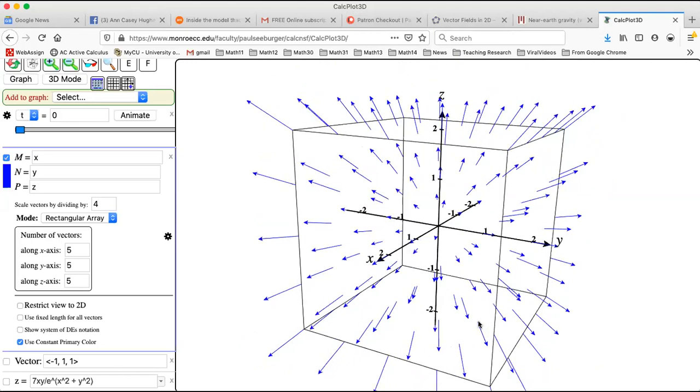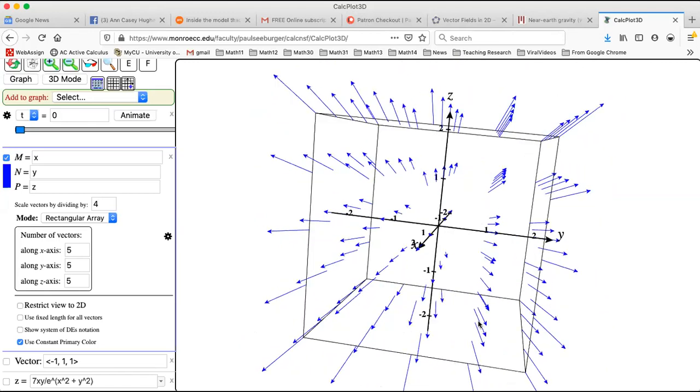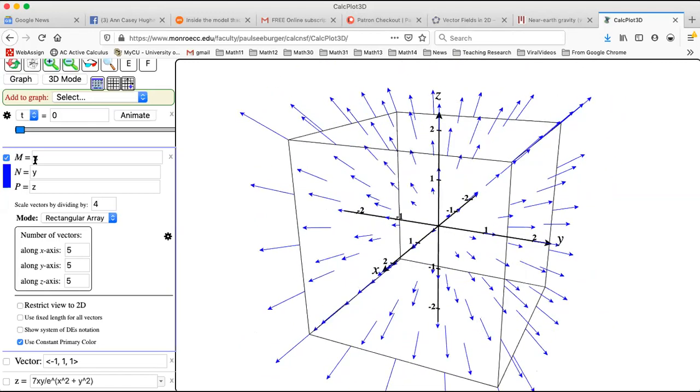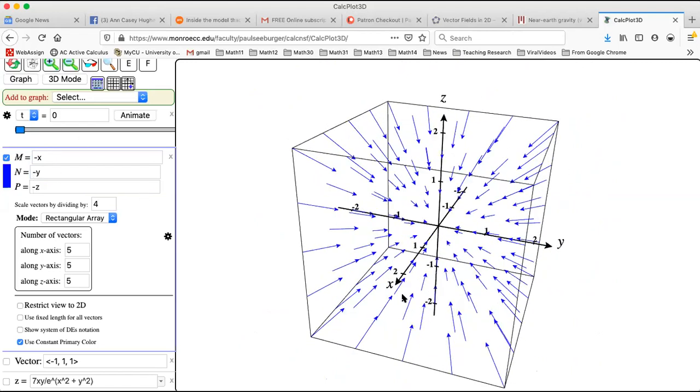And now if I wanted things to point radially inward, which is going to happen, for example, when we think about a gravitational field, I could just switch the signs of these, at least to get the direction. We'll talk about how to scale them to get the right magnitudes. But at least if I switch the signs, then they're all going to be pointing radially inward.